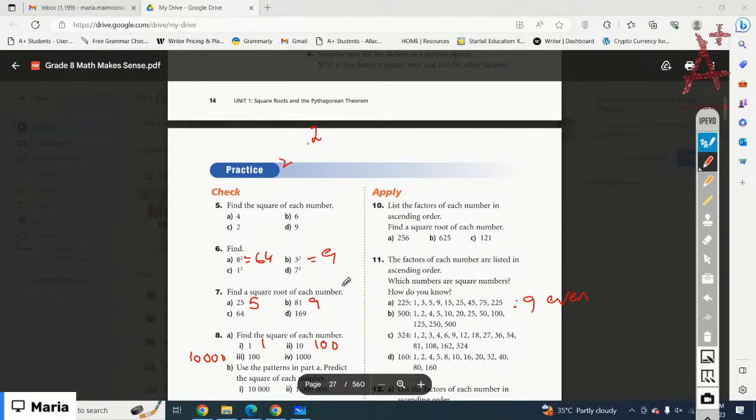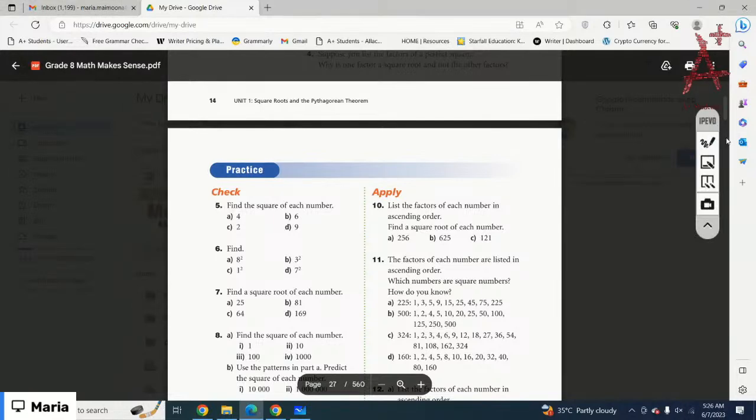Got it? Now let's just count for 500. 1, 2, 3, 4, 5, 6, 7, 8, 9, 10, 11, 12. They are 12. They are even in number. No, this is not a square. Got it? That's how you see if the number is a square or not a square. Got it?